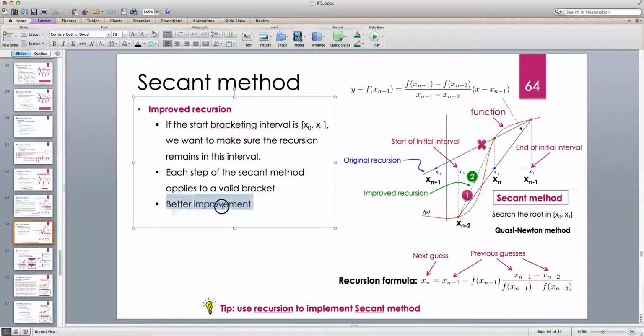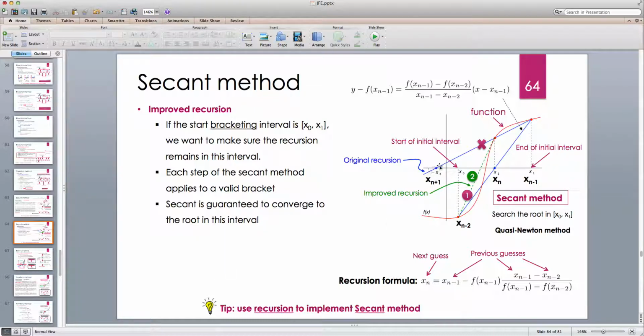Or we can say that then secant is guaranteed to converge to the root in this interval. Because if we continue with this and hit the xn plus 1 here, there might be a root around here. So this can in fact converge to this root, okay?